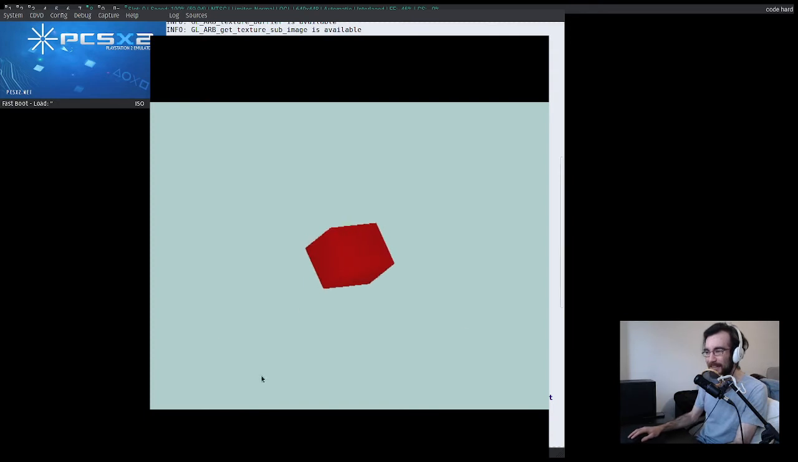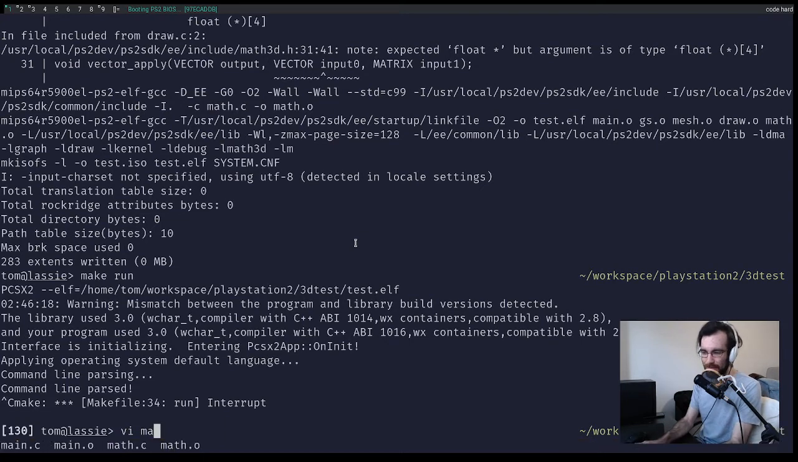I think it's safe to say that my camera is not moving. This cube is fixed in place. It does look like the rotation might be changing slightly. Something weird's happening here. Main.